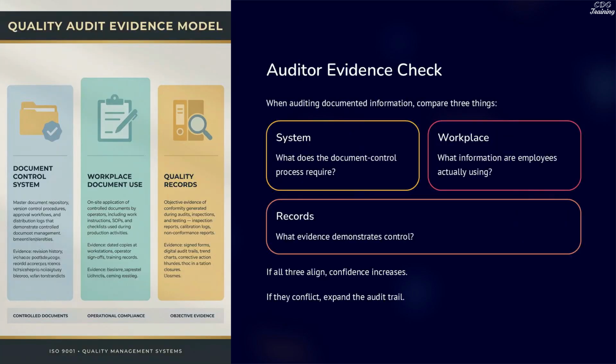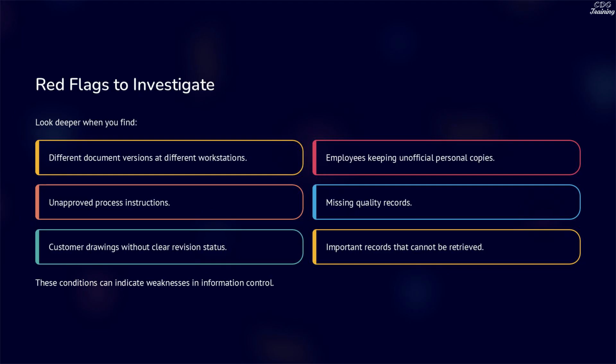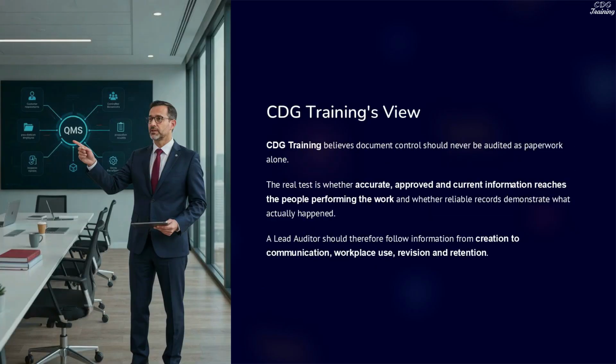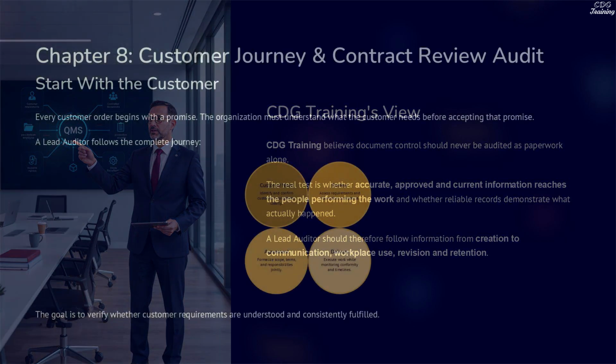When auditing, compare the documented process, workplace use, and records. Alignment increases evidence, while conflicts expand the audit trail. Investigate red flags like different document versions and missing records. These indicate weaknesses in information control that need addressing. CDG training emphasizes that document control should not be audited as paperwork alone. Accurate information must reach the right people to demonstrate what happened.